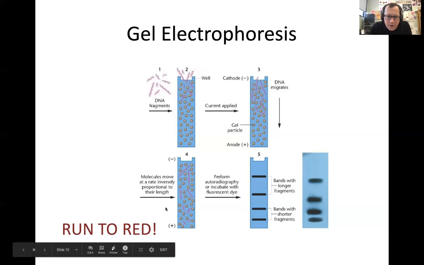The way to remember the orientation is run to red. Okay, so red is the positive charge in an electrical system. And our gel boxes have black leads and red leads. The black leads are the negative, the red leads are positive, and so we always want the black leads to be over by our wells, and we want our red leads to go where we want our DNA to go. Okay, and this overall process is called gel electrophoresis. Okay, so electric movement, basically.